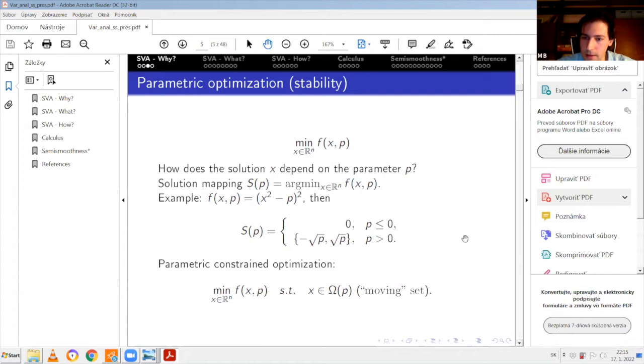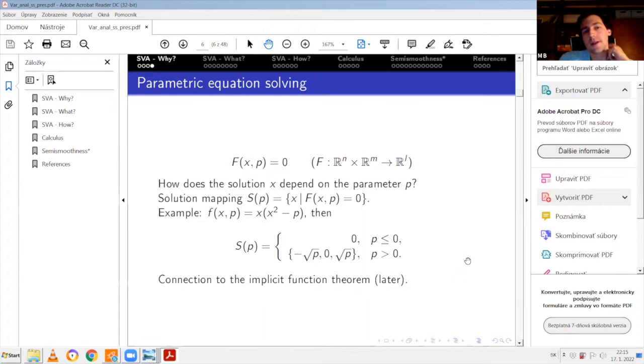Again, if we go even further and consider parametric optimization but constrained, then just to define the feasible set, now we need the set-valued mapping, so it will correspond to some moving set, right? So there are some very simple examples. And of course, going to an even simpler motivation, if we have just a parameterized equation, again, we want to know how the solution depends on the parameter. We define a solution mapping, and again, we get some set-valued solution mapping.